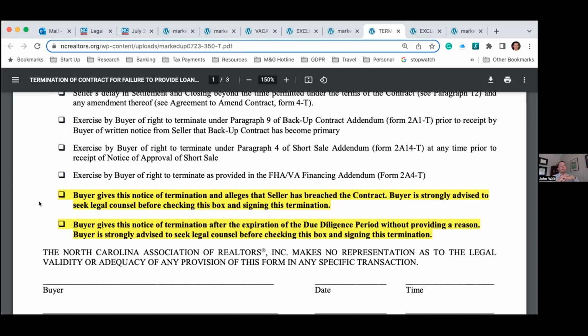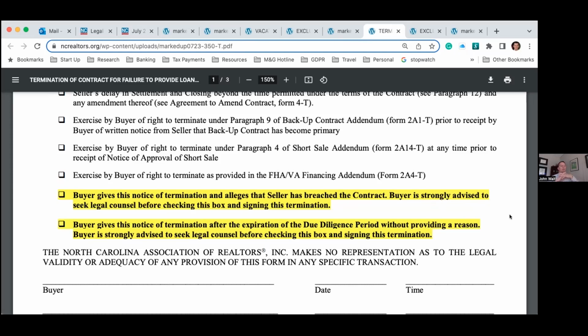So what these new check boxes are meant to do is to help you assist a buyer while also covering you, because both of these check boxes strongly advise a buyer, and also the corresponding check boxes for a seller in those termination forms as well. We're only going to go over Form 350, which is the buyer termination, but just understand it's also in the seller termination forms. If your client wants to terminate and they're outside the due diligence period, or if they think that the seller has breached, then they can check one of these two boxes and send it on over.